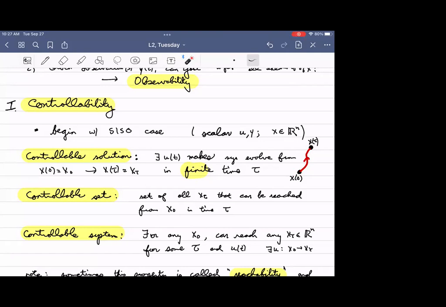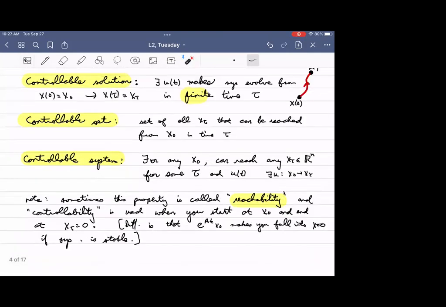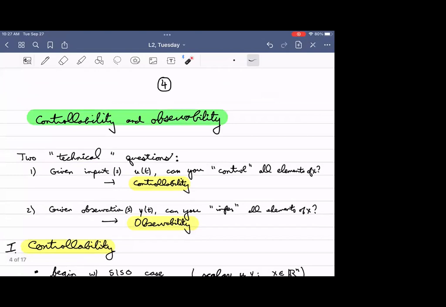So we can think about the controllable set as the set of all the x of t that can be reached from x in some time tau. We can also talk about a controllable system where, for any x naught, any initial point, I can get to any other point, or the set of all the points that I can get to in some time tau. Sometimes these are called reachability, and people will distinguish between controllability and reachability and so forth. Anyway, this is the rough idea.